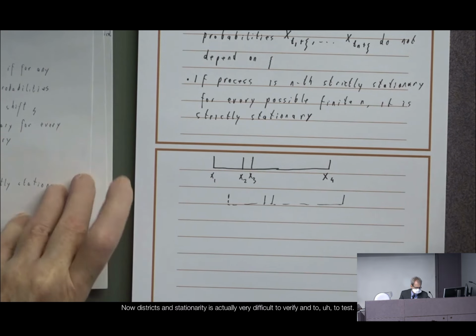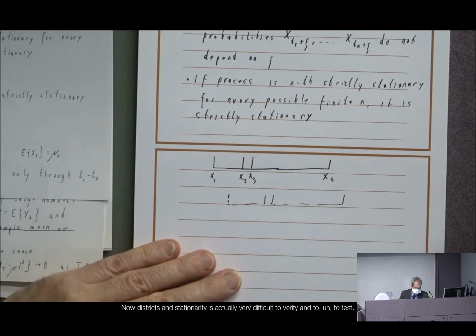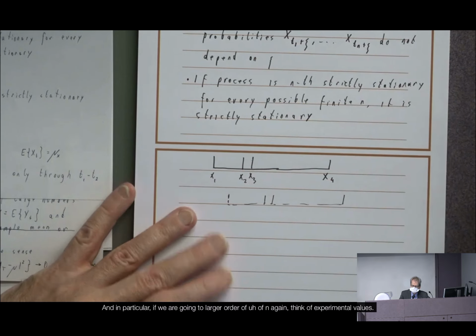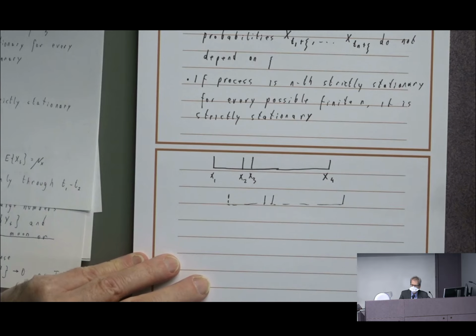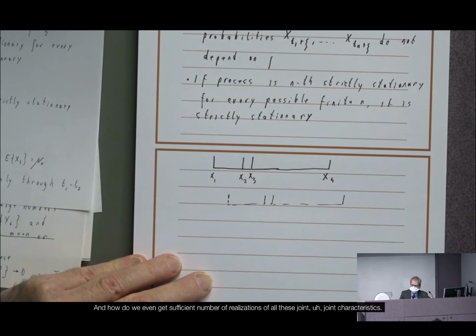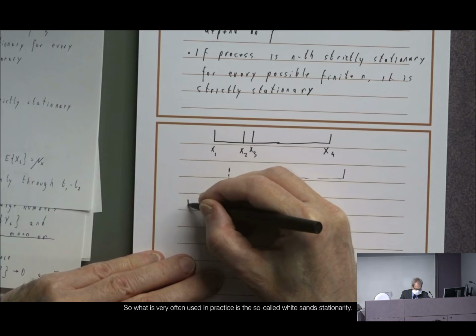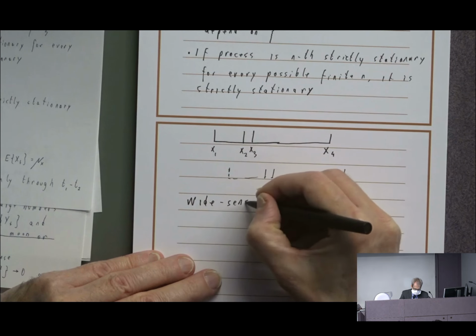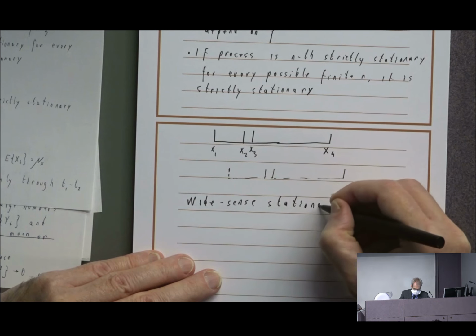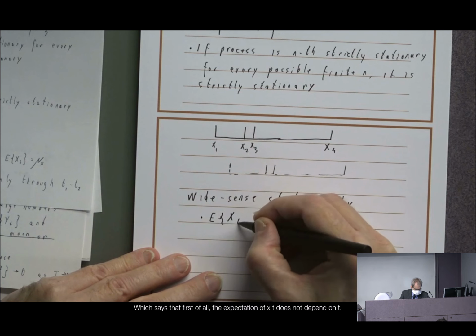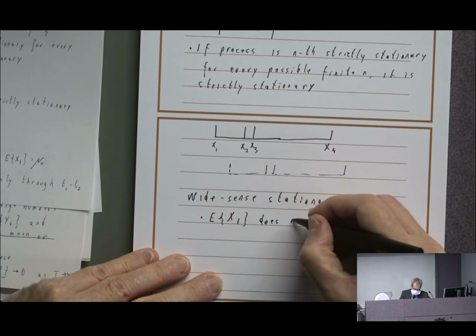Now, strict sense stationarity is actually very difficult to verify and to test, in particular if we go to larger order of n. Again, think of experimental values, and how do we even get a sufficient number of realizations of all these joint characteristics? So what is very often used in practice is the so-called wide sense stationarity, which says that, first of all, the expectation of x(t) does not depend on t.